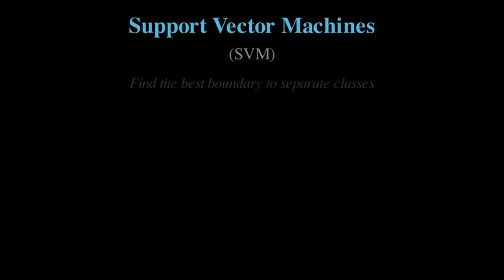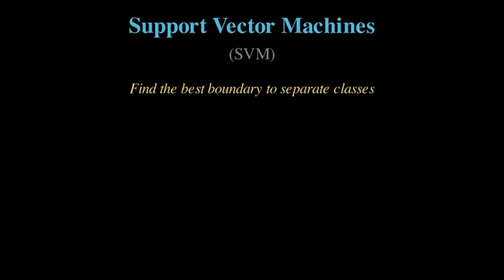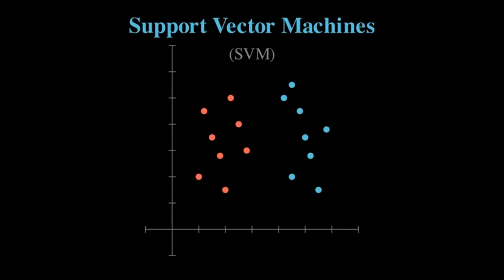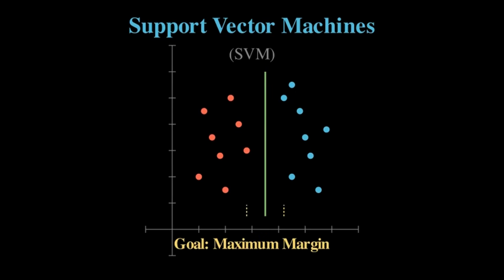Support vector machines, or SVM for short, is a classification algorithm that works by finding the best possible boundary, called a hyperplane, that separates two classes of data. The goal is not just to find any boundary that separates the data, but the one with the maximum margin, which is the distance between the boundary and the nearest data points from each class.